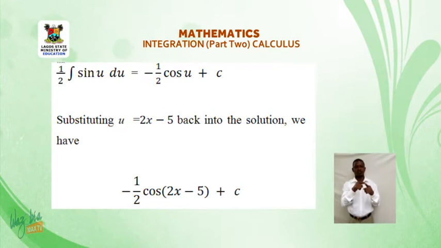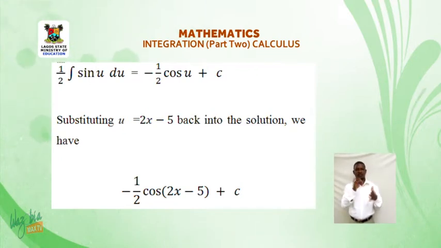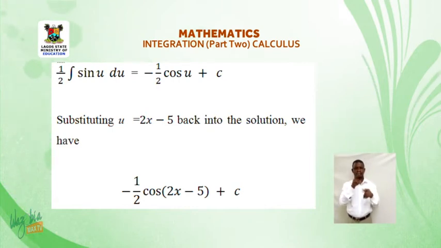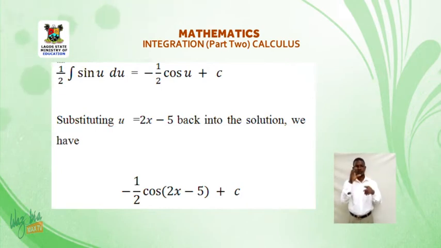Substituting u is equal to 2x − 5 back into the solution, we have minus 1 over 2 cos(2x − 5) plus c.